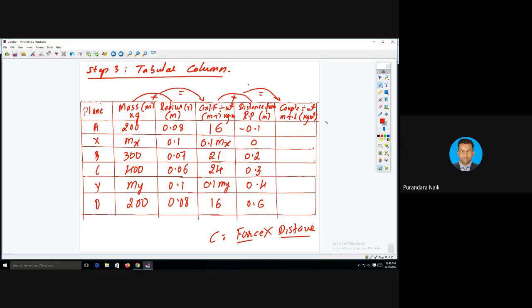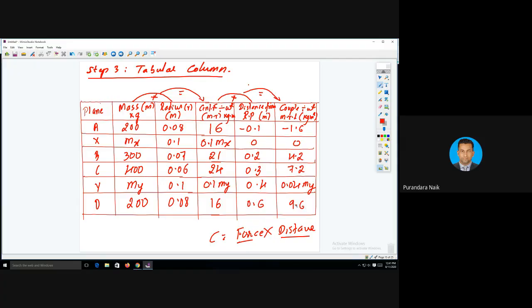16 into 0.1, it is minus 1.6. Here it is 0. Intentionally, we'll make this 0 because we have selected X as the reference plane. Here 2 into 2.1, it is 4.2. Here 3 into 2.4, it is 7.2. And the last one, 0.4 into 1, this is 0.4 into my. Next is the last one, 0.6 into 16, that is 9.6.